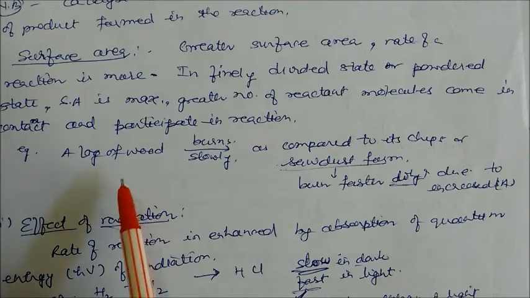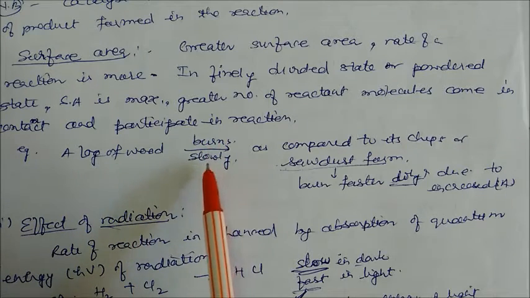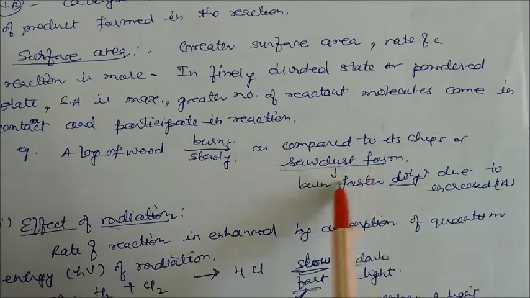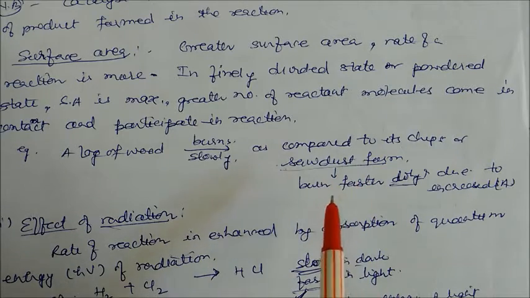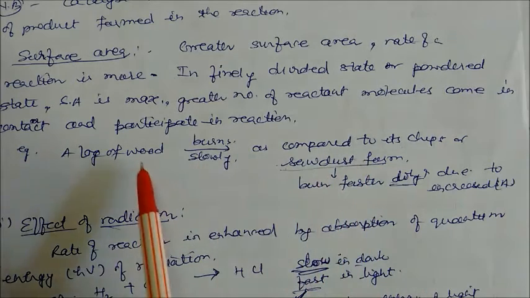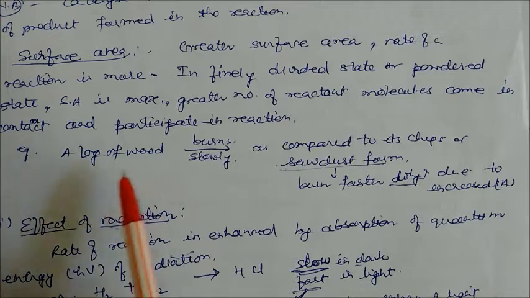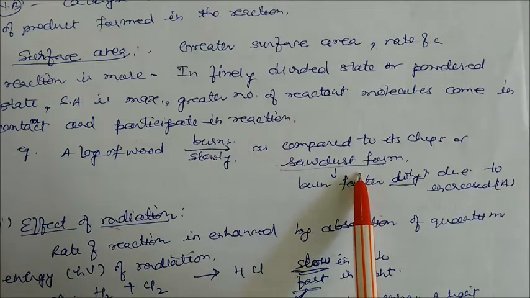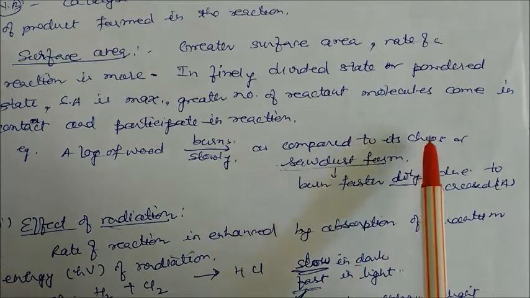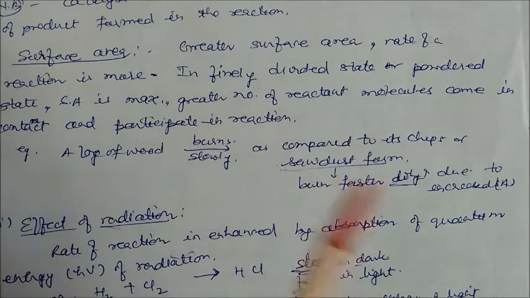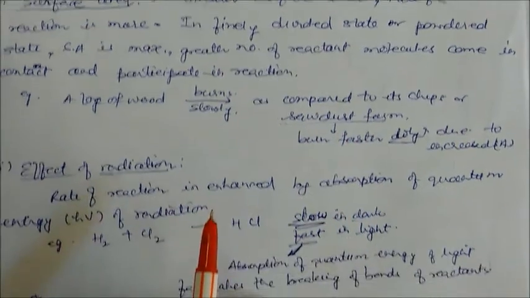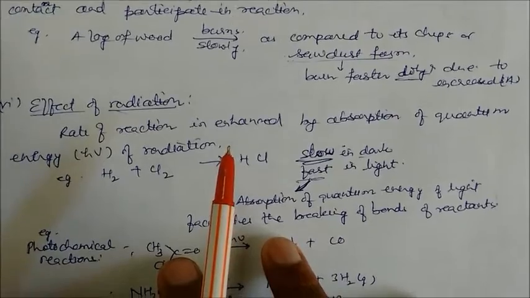For example, a log of wood burns slowly as compared to chips or sawdust, which burn very fast. Why? Because their surface area is more. So a log of wood always burns slowly, while the sawdust or chips will burn faster because their surface area is more.